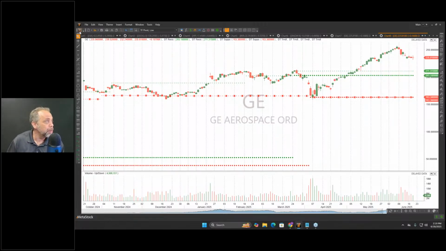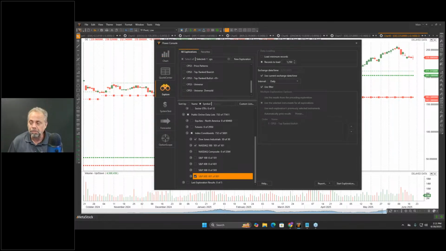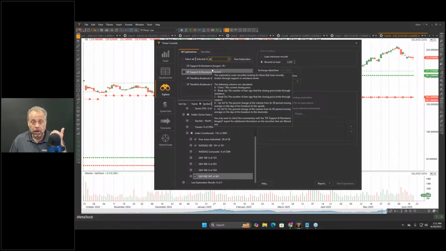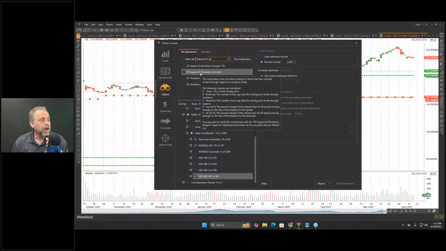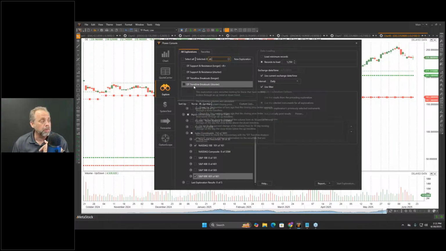So let me go ahead and open up the Power Console right now. I'm going to go to the scanner, and in the search box for the scans that are available, I'm going to look for dynamic or DT. It starts with DT. Okay. So we've got DT support and resistance. If I want to find stocks that are breaking through that longer term support and resistance level, this is the scan that I'd run. Shorter term, that would be this scan here. Trendline breakouts, longer term and shorter term would be right here as well.